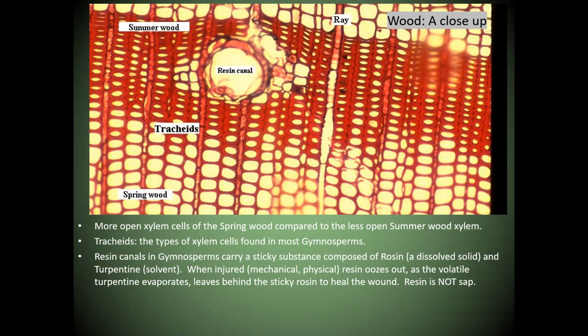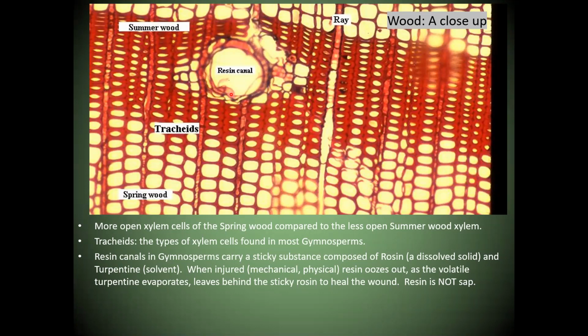Another part is, what are those large canals, those circular cross sections you see? Those are called resin canals. Resin canals in gymnosperms carry a sticky, thick substance that is composed of two things: rosin and turpentine. Rosin is a solid which can get dissolved when a particular solvent is present. The solvent that solubilizes rosin is turpentine. So turpentine is the solvent, rosin is the solid. What is the point of these things?